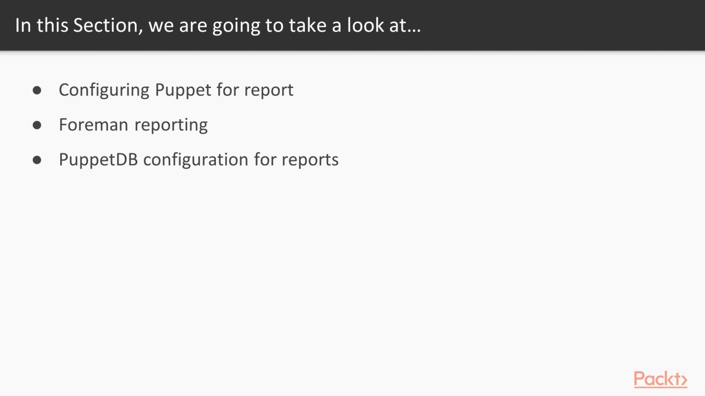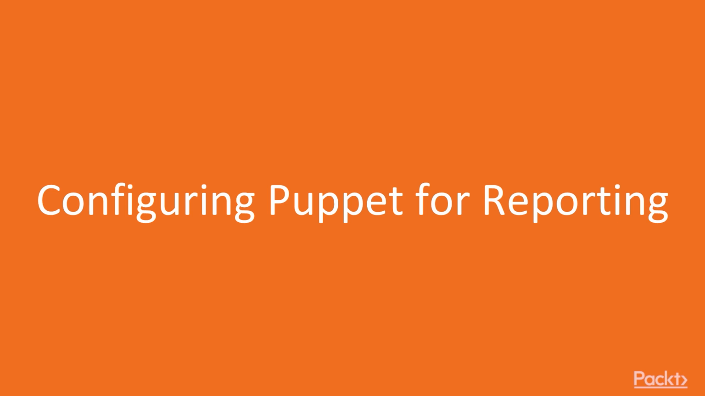First, let's take a closer look at the agent-master communication and how to configure Puppet for reporting. Next, I'll move on to Foreman reporting and how to configure and use Foreman for Puppet reports. Last, I'll take a dive into PuppetDB and show you how you can use it to gather metrics for just about any visualization tool under the sun. Let's get busy with Puppet reporting basics and how to configure Puppet to generate reports.